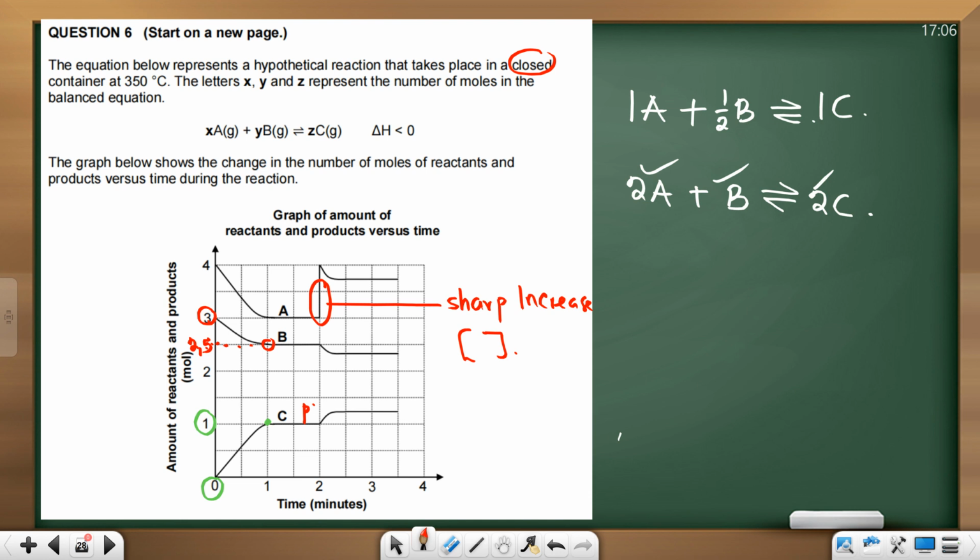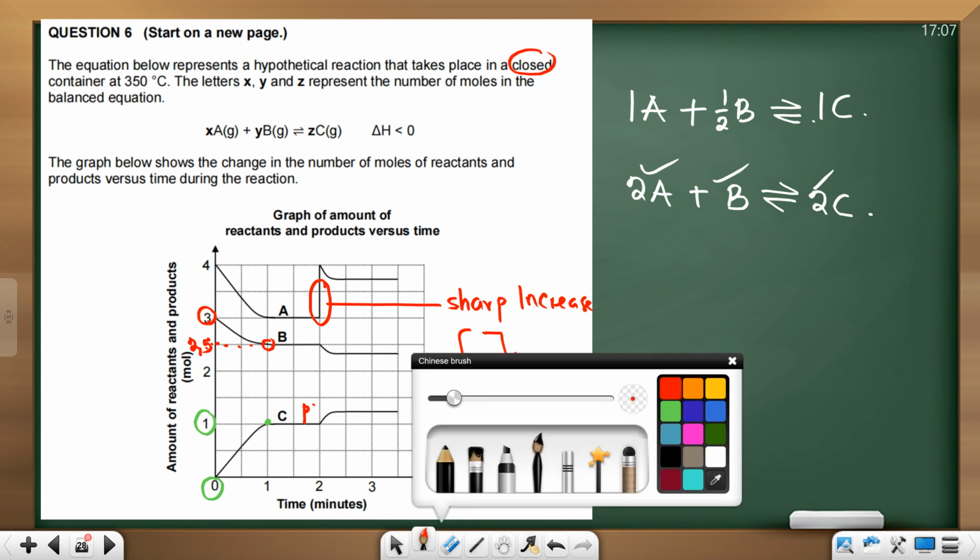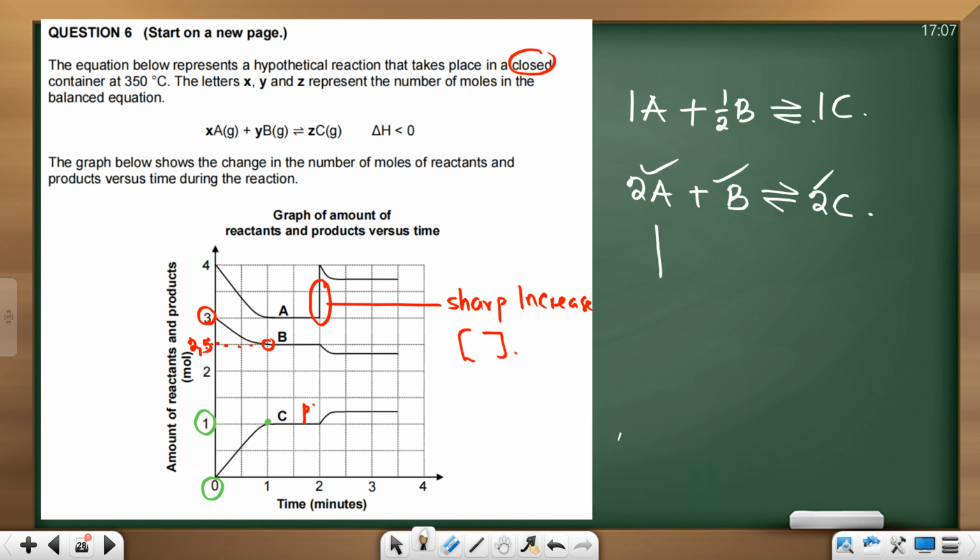That sharp change quickly talks about concentration. Because 1 spoon of sugar in the tea, you don't need to wait for it. It changes the concentration immediately. Once you put 1 teaspoon of sugar, concentration immediately changes. So a sharp change is all about concentration. That's number 1. So if you look at A increased, look at B here.